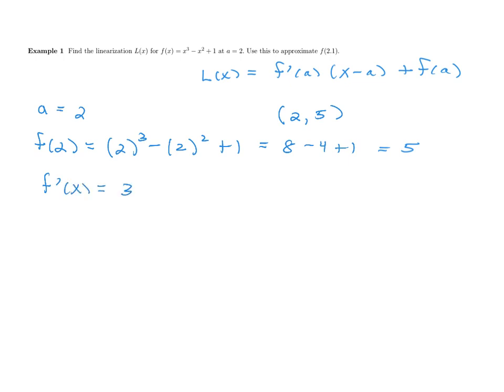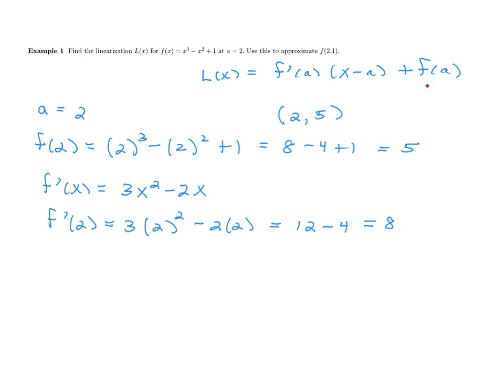That is 3x squared minus 2x. So f prime of a, which is f prime of 2, is 3 times 2 squared minus 2 times 2. So that's 3 times 4, which is 12, minus 4, and this is 8. All right, great. I have the slope.